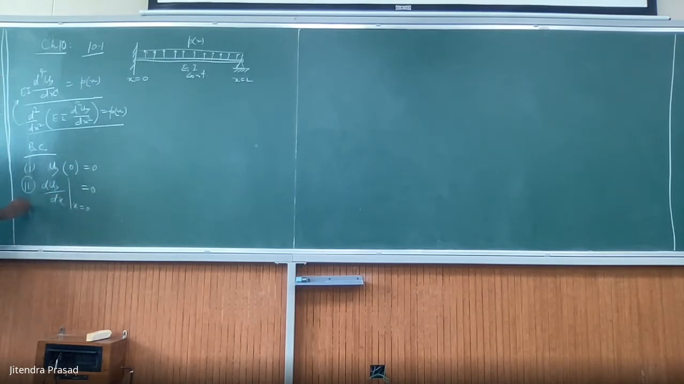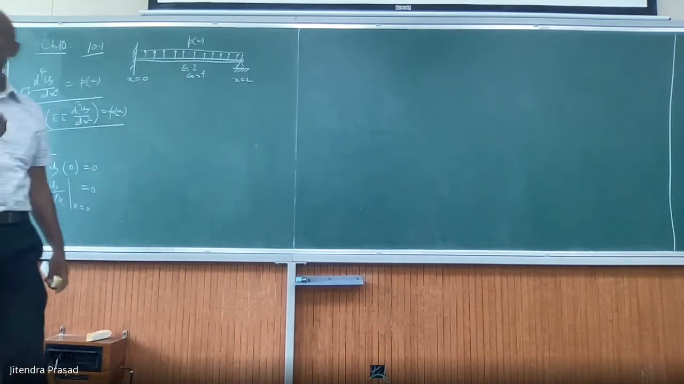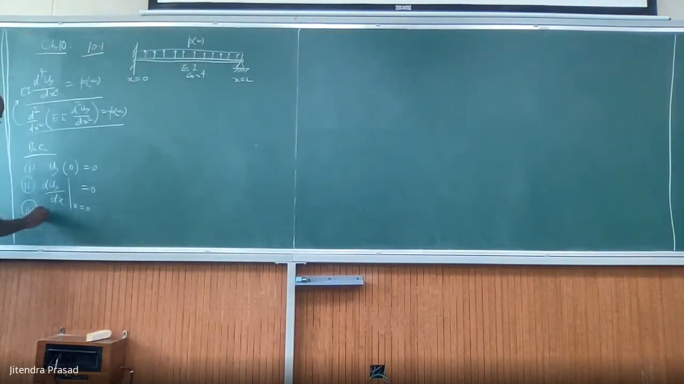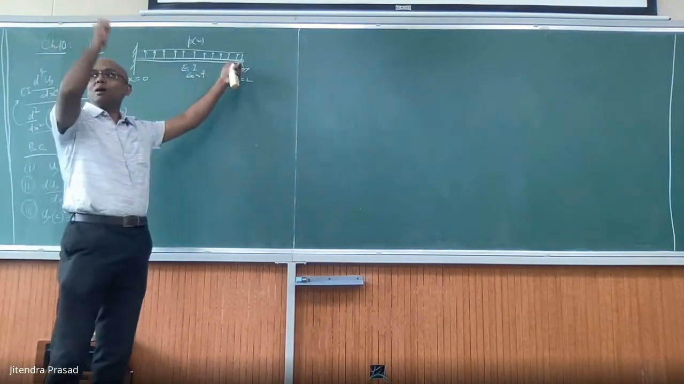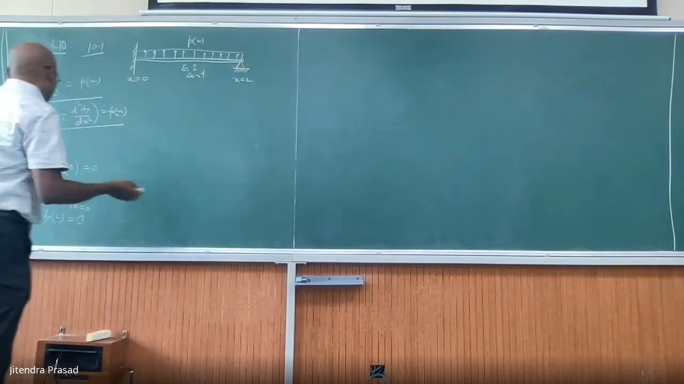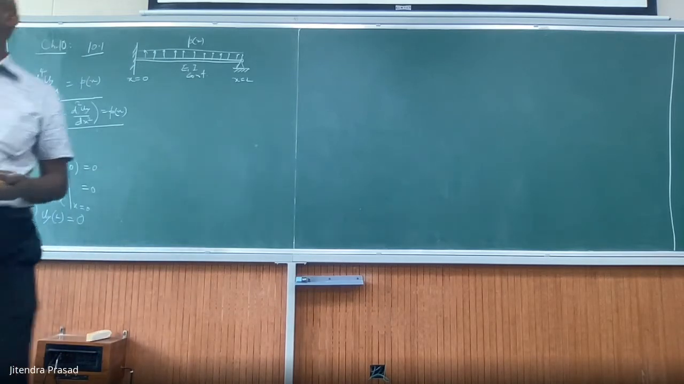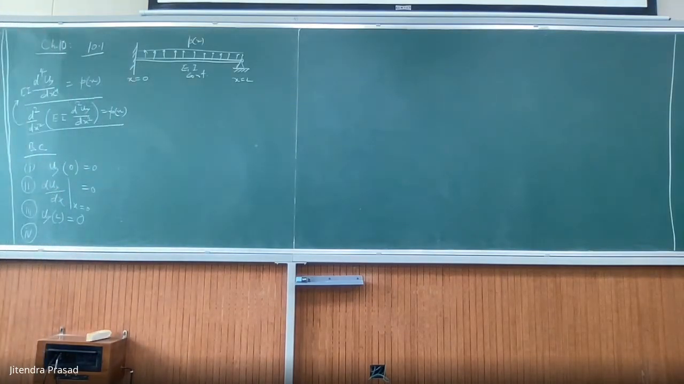Number 3. uy at L is the maximum... It is fixed, it cannot go up and down, so it will be 0. And now number 4. Slope here is 0.